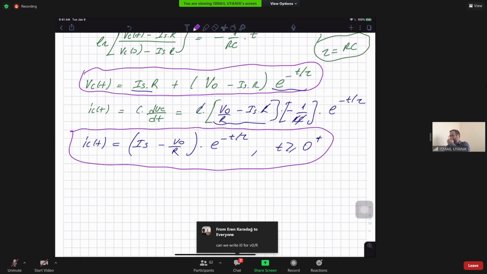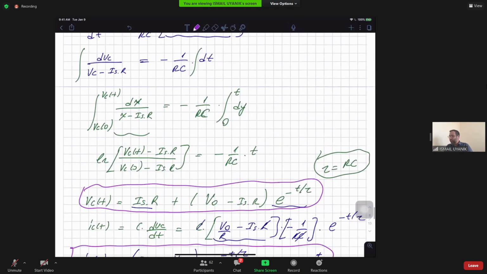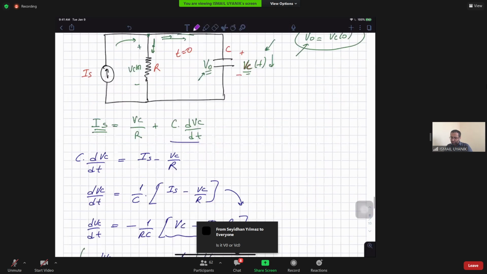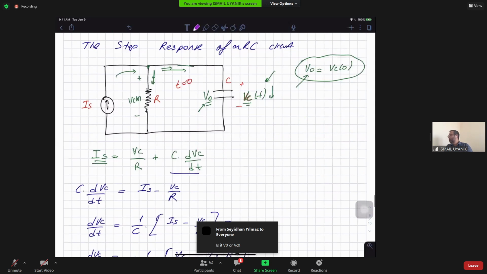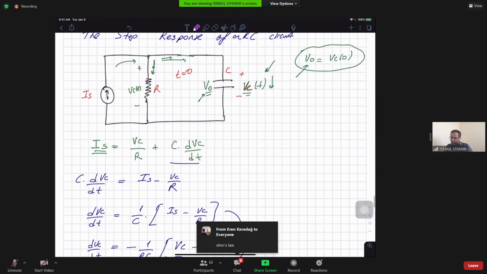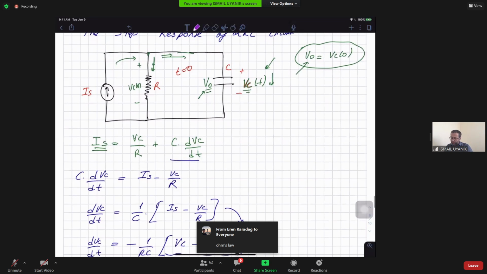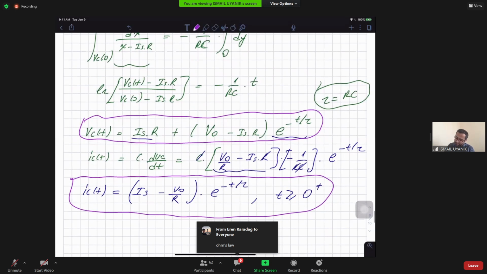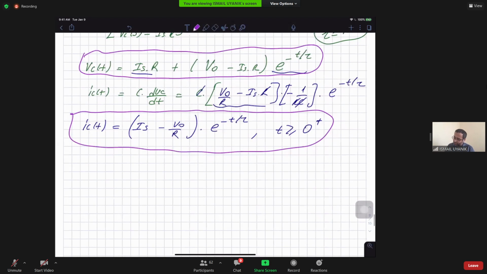So can we write I0 for V0 over R? What is I0? V0 or VC0, which one is it? So this V0 is VC0. I mean, like this V0 is VC0. But we labeled it before, so I didn't care.